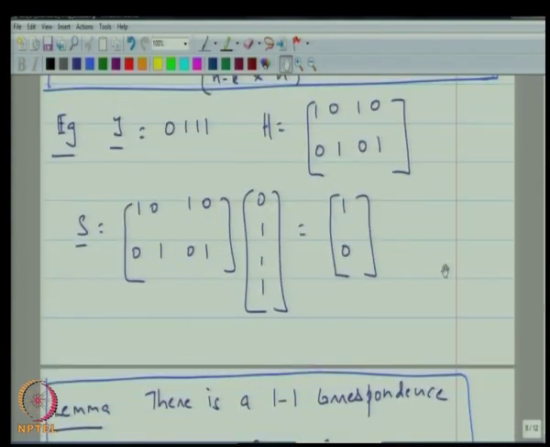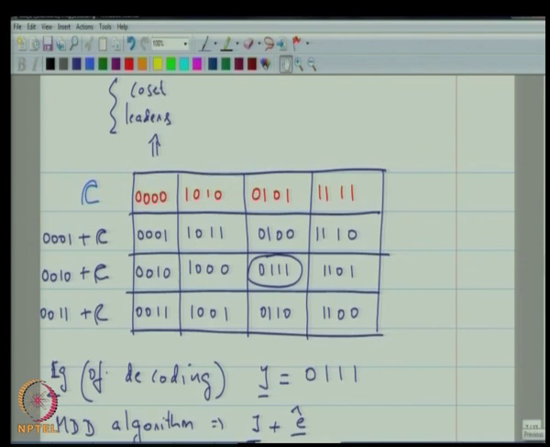So, let us go ahead and see this in an example. What we will do is, for this particular code, we will go ahead and extend it. We will add an additional column here, and we will reserve this for the syndrome, which means what? We will actually compute h times y for any y in this coset. It does not make a difference. So, here for example, h times 0 is 0 0.